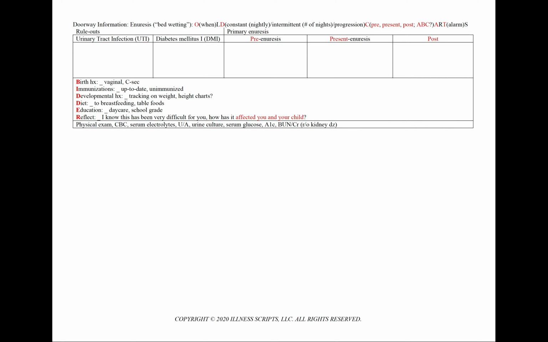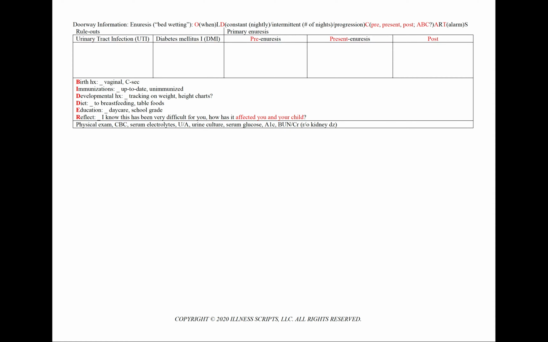In a case of enuresis or bedwetting, using our mnemonic OLD CARTS, we'll note the onset, or when did you first notice your child's enuresis. For the duration, we'd like to ask mom or dad if it's occurring constantly, i.e. every night, or if it's more intermittent. If that's the case, we'd like to note how many nights per week.